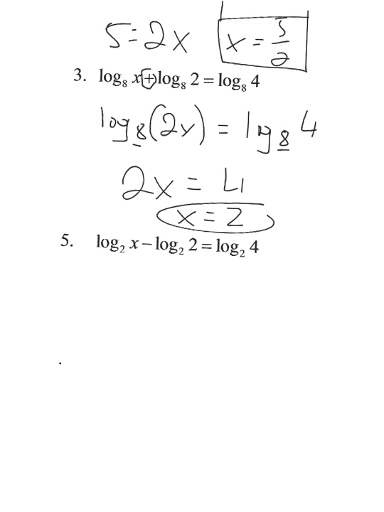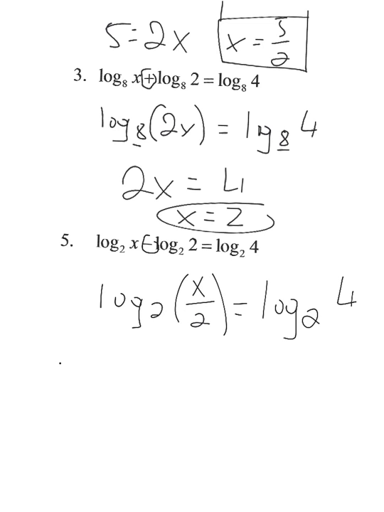Subtraction. Think about subtraction using exponents. When did you subtract? When you had a quotient, division, right? So I can rewrite the left side as log base 2 of x divided by 2 is equal to log base 2 of 4. Now I can say x over 2 is equal to 4. Think about what number divided by 2 is 4. The answer is 8. If you do not see it this way, use proportion. The answer is x is equal to 8.